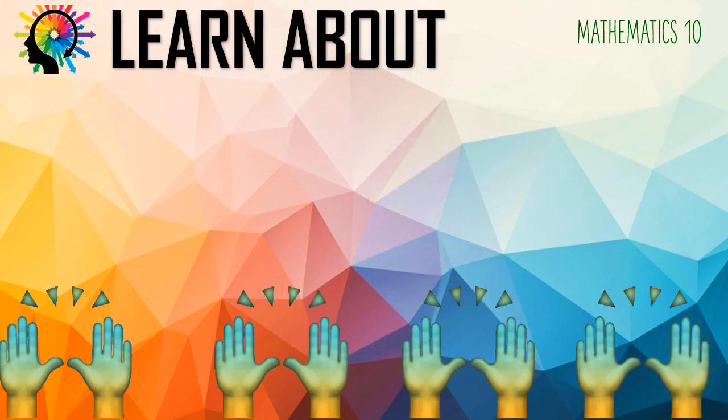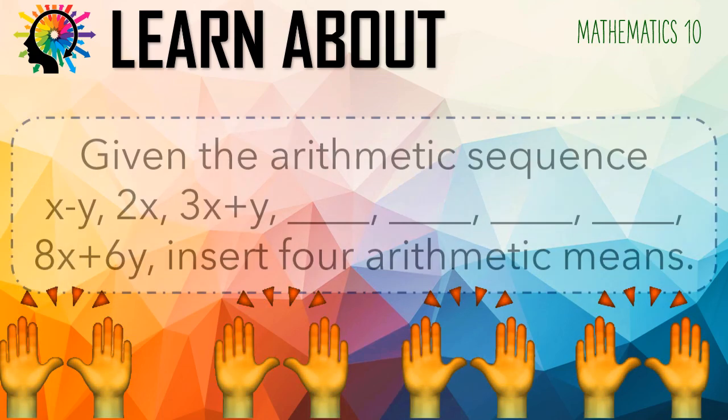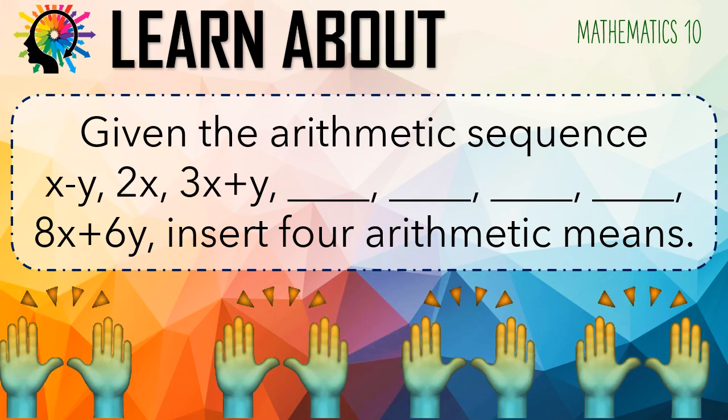Okay, so here in this problem, I'm gonna give you a little twist in our arithmetic means problem. So here, I am giving you the first term, which is x minus y, second term, which is 2x, third term, which is 3x plus y, and your last term in the problem is 8x plus 6y, and you are supposed to insert the 4 arithmetic means missing in this sequence.